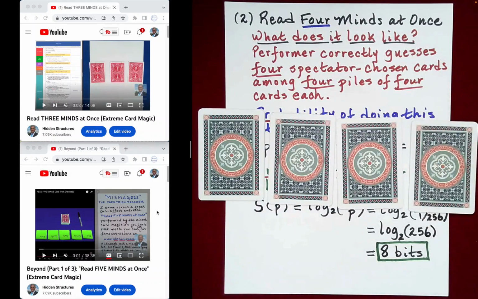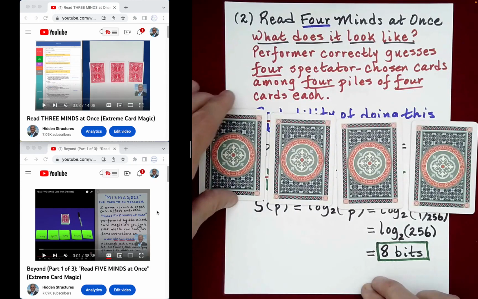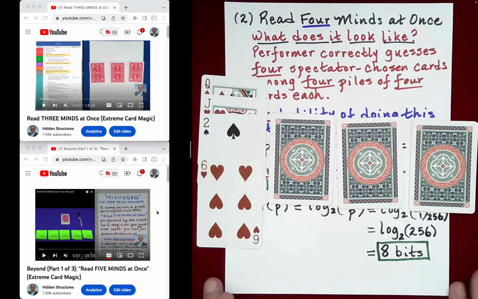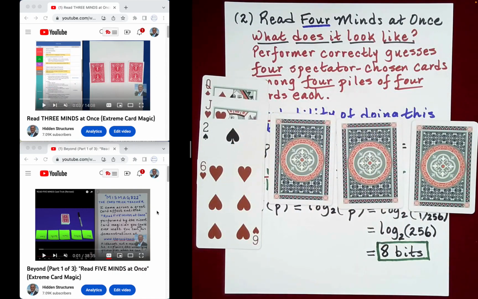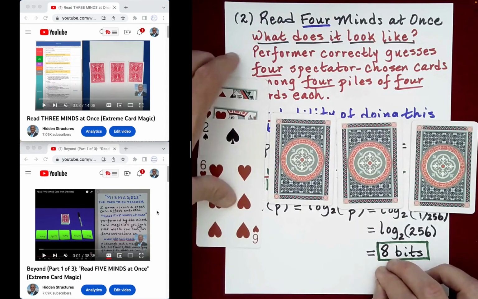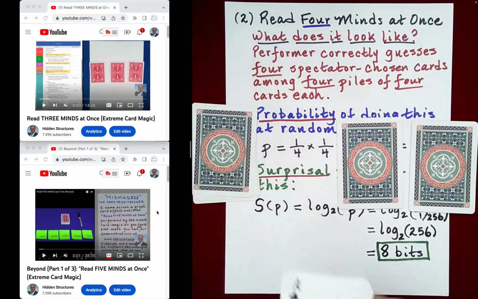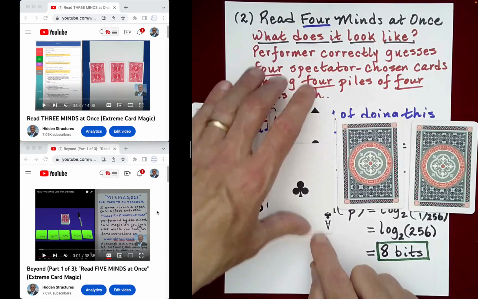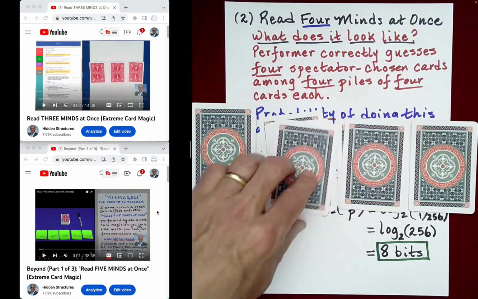So what does it look like again? Well, if you watch the video on the bottom left-hand side of the screen, what it looks like is each of these is turned face up, and the spectator is free to choose any one of these as their card from pile 1. And they would jot that down on their piece of paper, okay? They do the same thing for pile 2. They just randomly choose whichever card they would like or whichever speaks to them. And they would jot down the identity of that card as their chosen card from pile 2. And they repeat that for pile 3 and pile 4, okay?